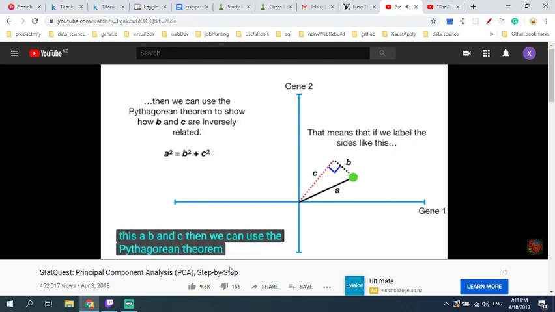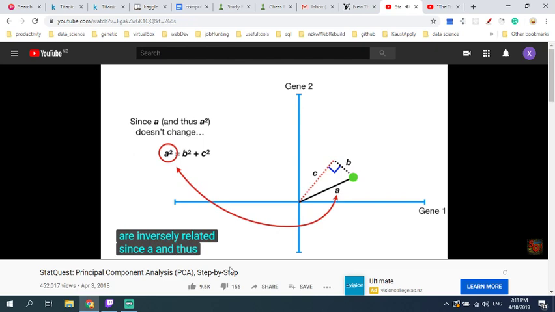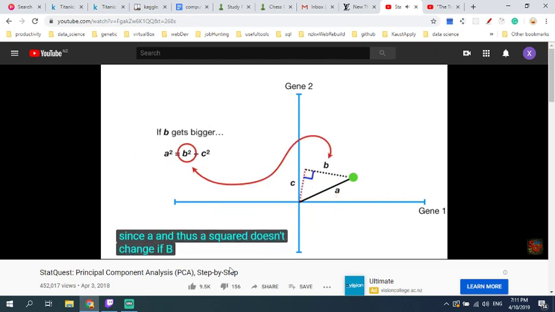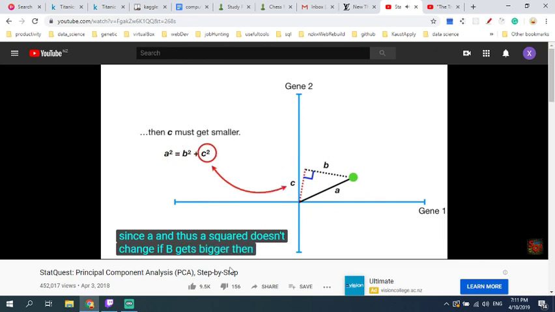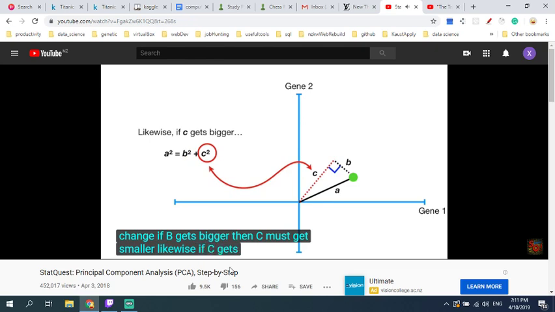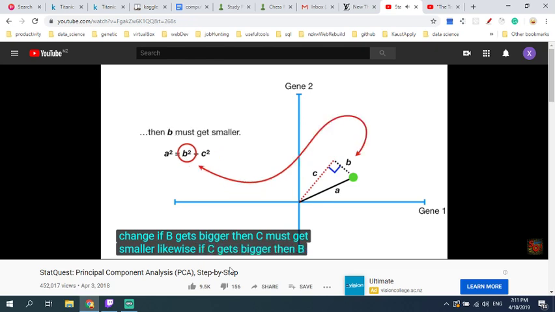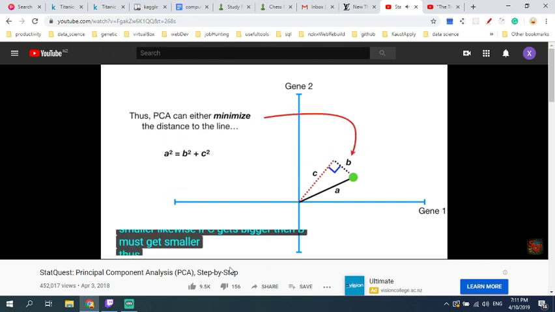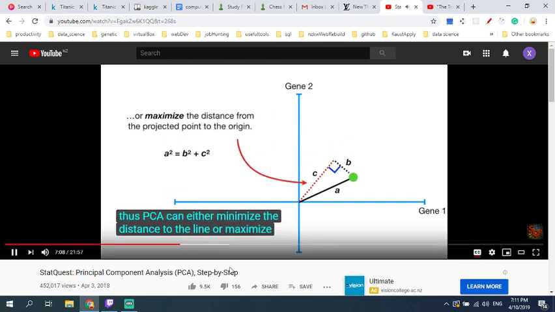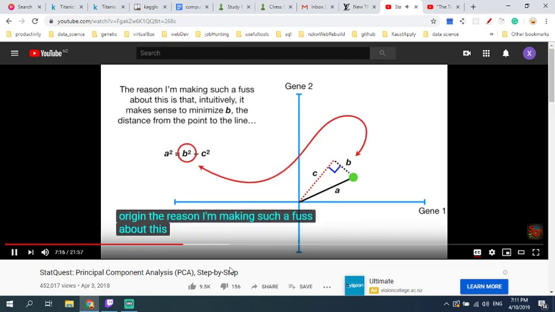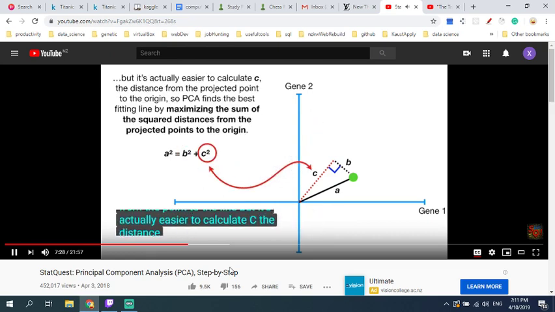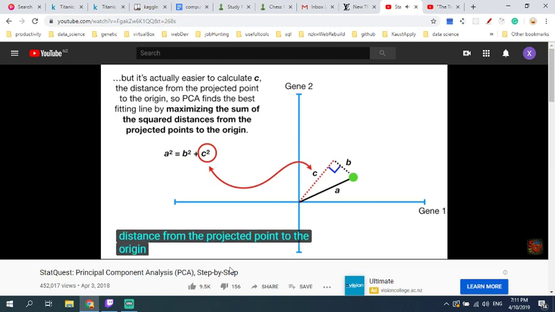then we can use the Pythagorean theorem to show how B and C are inversely related. Since A, and thus A squared, doesn't change, if B gets bigger, then C must get smaller. Likewise, if C gets bigger, then B must get smaller. Thus, we can minimize B or maximize C. PCA makes such a fuss about this, and calculates C, the distance from the projected point to the origin, squared.